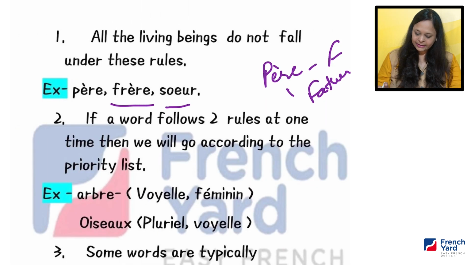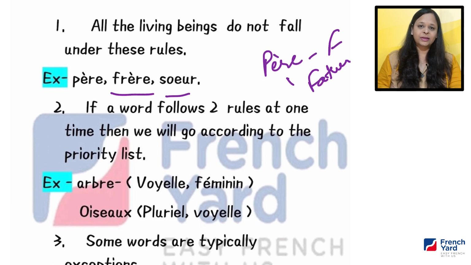And with the passage of time, when you become aware of many of the vocabulary words in French, and you know the living beings, like père is father, frère is brother, sœur is sister, you will be able to put them in the right category, which means the accuracy will increase from 70% to 80%. Now, the second point: if a word follows two rules at one time, we will go according to the priority list.